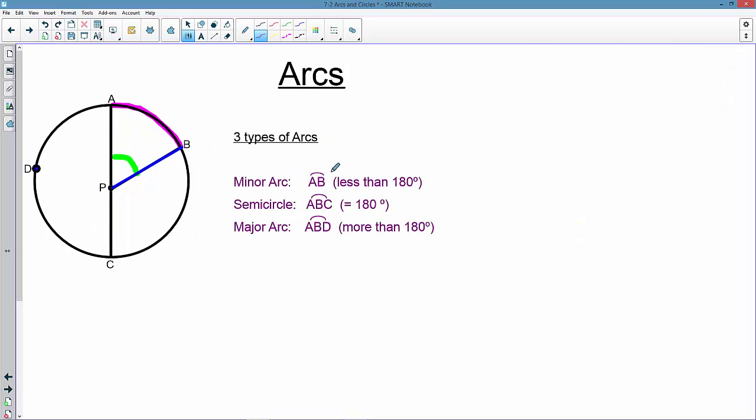So there are three types of arcs. There's a minor arc like we just did. That's AB, for example. Another minor arc would be BC. This is also a minor arc from there to there, and I would write that like BC. That's the name of the arc, not the measure, right?